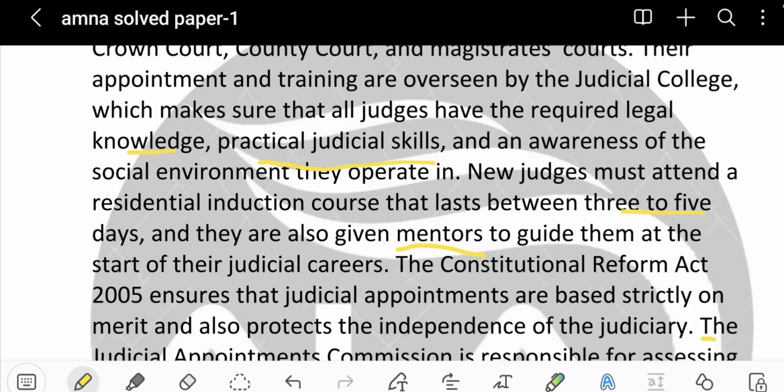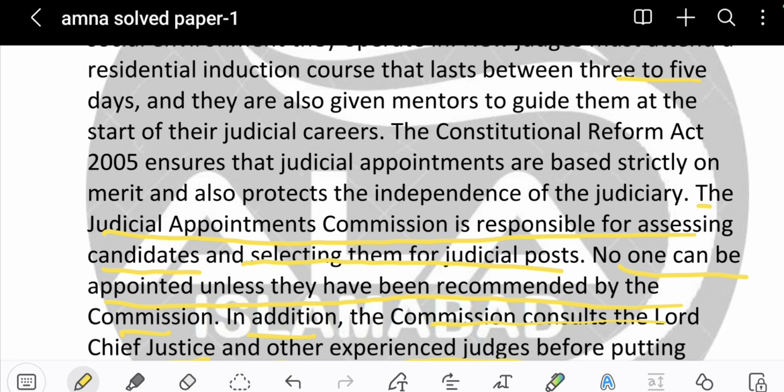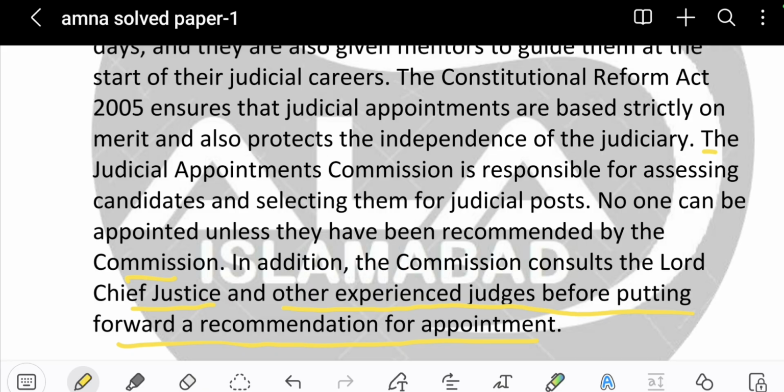Furthermore, they also get mentors, some senior judges that will work with them to help them understand their career. Their appointments are done on merit. The Judicial Appointments Commission is responsible for conducting the appointments. The Commission will select the judges, but before appointing them, it will consult the Lord Chief Justice and other experienced judges before appointing them to their post. This is how their appointment is done.